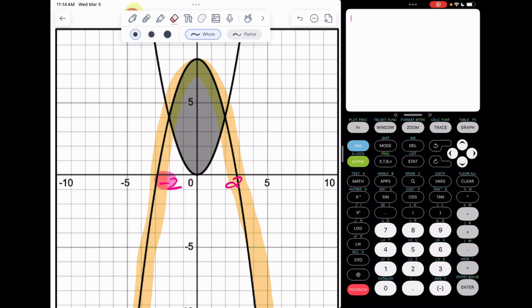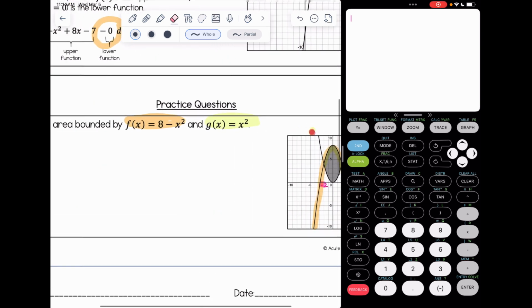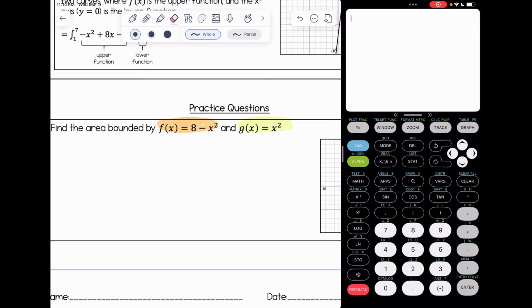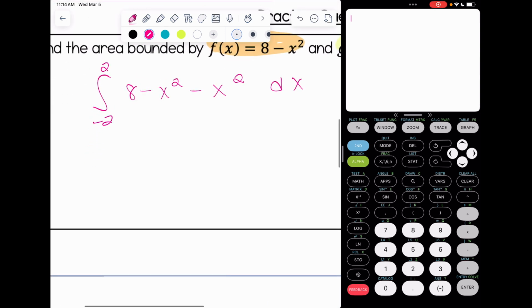Now, knowing that we have our bounds, we can set up our definite integral. In order to find the area of that shaded region, it's going to be the integral from -2 to +2 of the upper function, 8 minus x squared, minus the lower function, dx. We could simplify this to 8 minus 2x squared dx, and now we can actually evaluate.